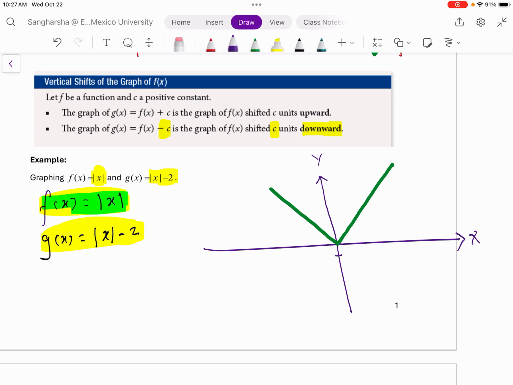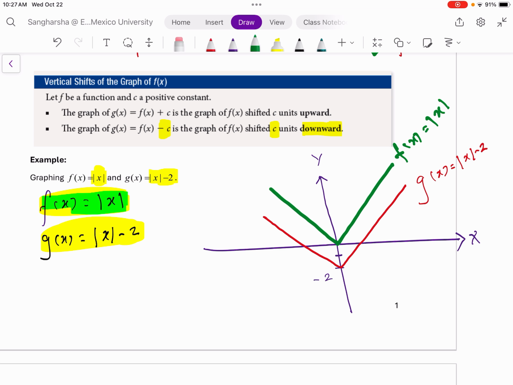So this is negative 1, negative 2. Now we move this graph, exactly the same graph, vertically down by 2 units. So let's draw a V shape at negative 2. This is where we started, and we move this graph vertically down by 2 units. That graph is our g of x. So this is our g of x equals absolute value of x minus 2, and this is our f of x equals absolute value of x.